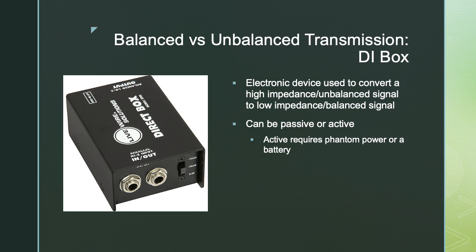A DI box, or direct box, is an electronic device used to convert a high impedance unbalanced signal to a low impedance balanced signal. It can be passive or active. Active DIs require phantom power or a battery.